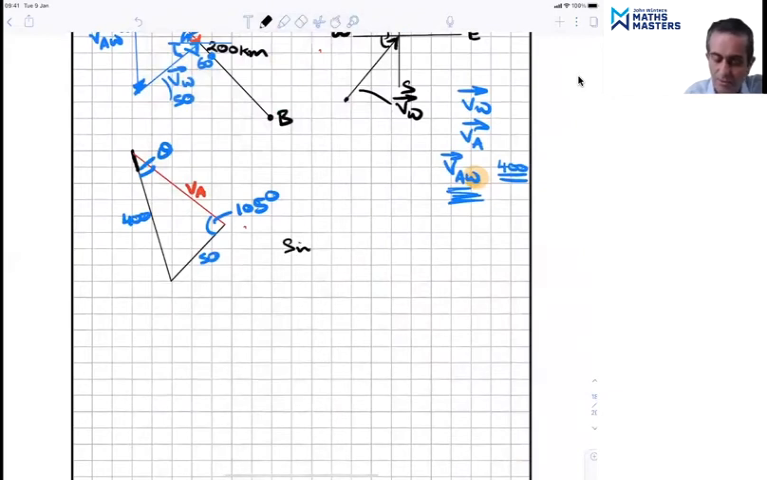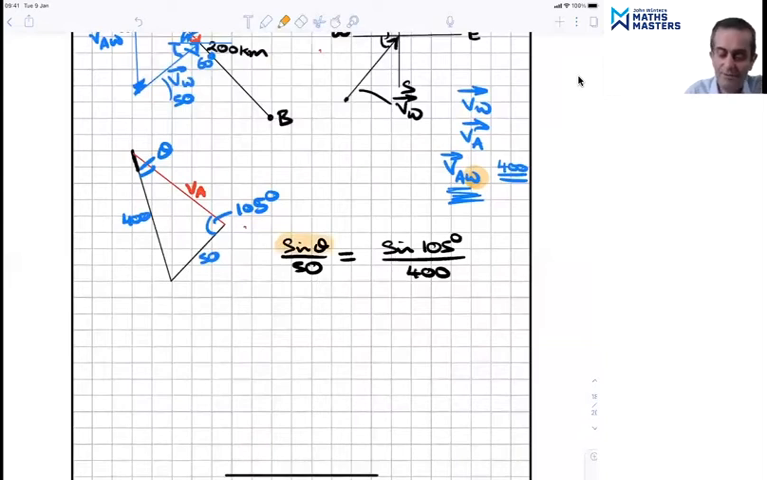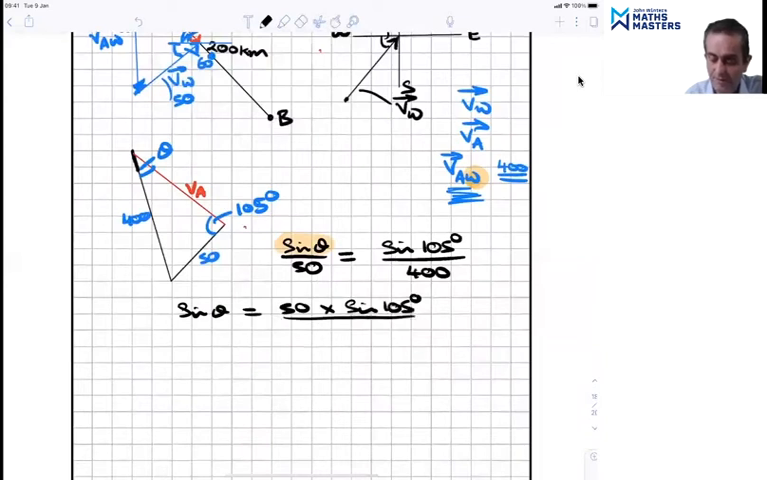So using the sine rule, the sine of any angle divided by the length of the opposite side equals the sine of any other angle, sine of 105, divided by the length of its opposite side, which is 400. Now I'm looking for theta, so I need to keep this on the left, and I need to get rid of the 50. So I multiply across by 50, and I get sine of theta equals 50 multiplied by the sine of 105 divided by 400.